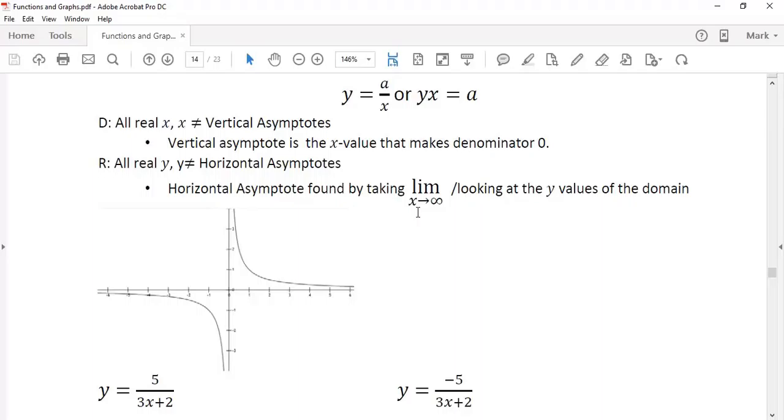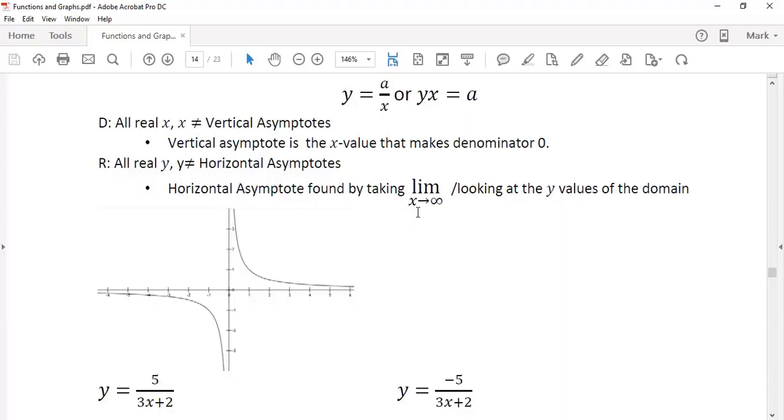Alright, so after looking at limits, we're going to look at hyperbolas now. So the general hyperbola is y equals a over x, or if rearranged, you can get yx equals a. But the main thing here is there's an x on the bottom of a fraction, so that's what makes it a hyperbola.